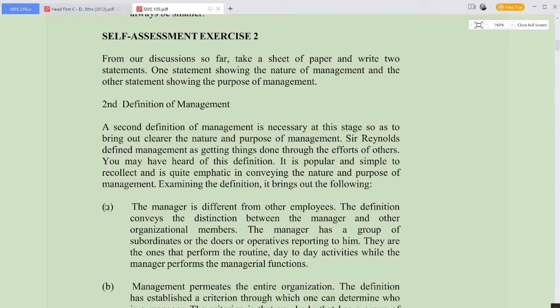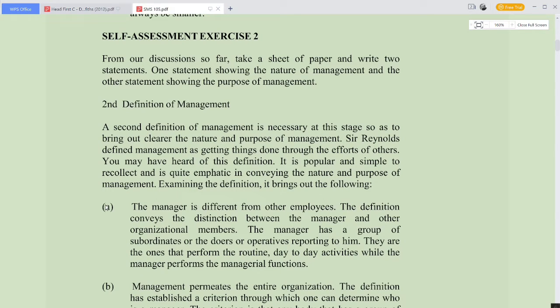Self-assessment exercise 2. From our discussion so far, take a sheet of paper and write two statements. One statement showing the nature of management and the other statement showing the purpose of management. Please, let's do this in the WhatsApp class or on the Telegram class. You can do it through a voice note by telling us what you think the nature of management is and the purpose of management. Now, let's move to the second definition.